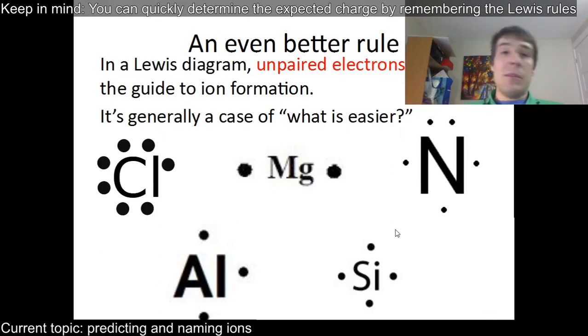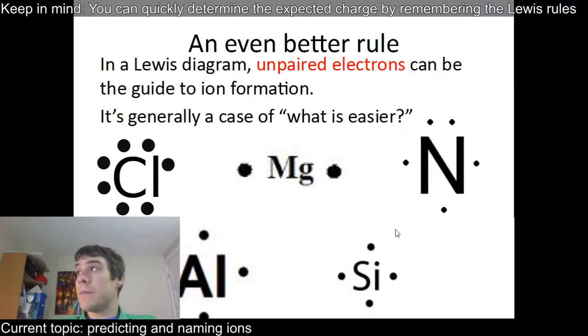But there's an even better rule, and the even better rule is to talk about the unpaired electrons, the number of unpaired electrons. If you remember back in the Lewis diagram lecture, we spread them out until there's 4, and then after there's 4, we start pairing them up.